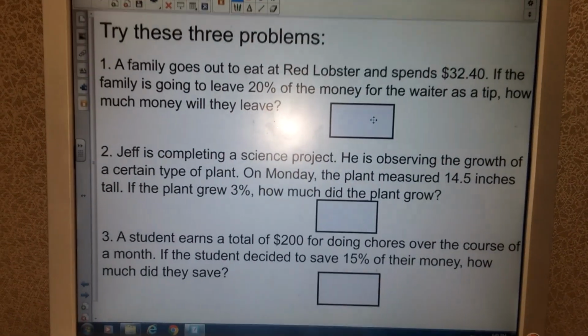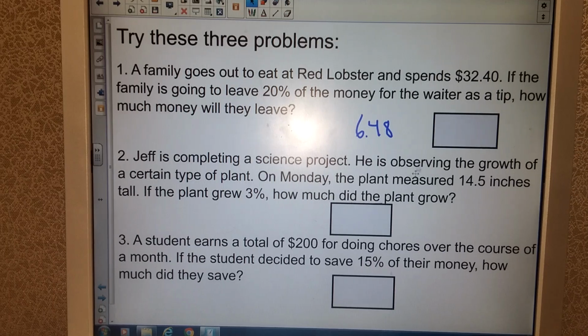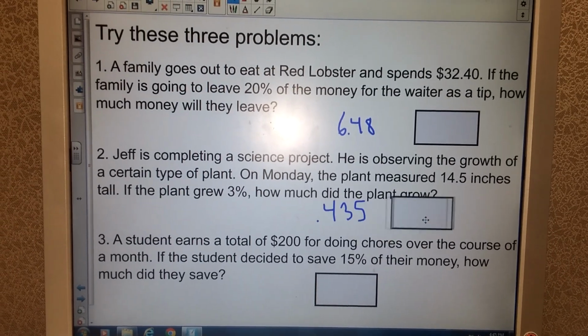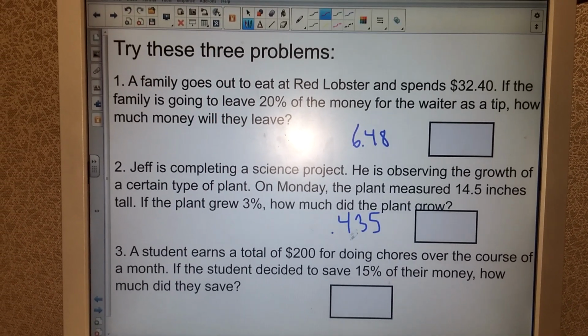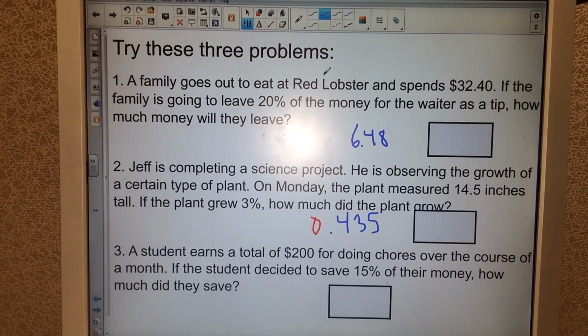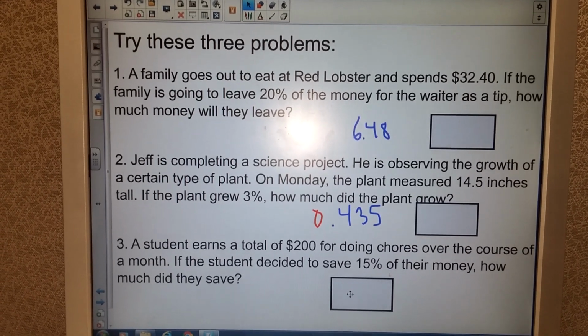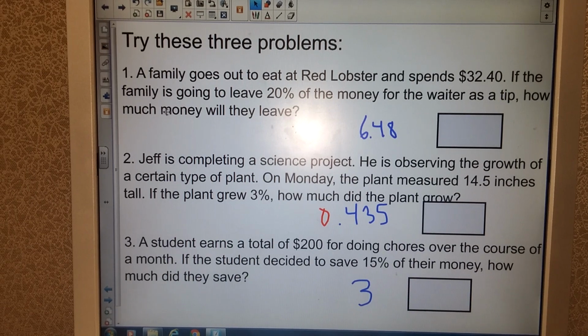First answer, 20% tip is $6.48. A 3% growth is 0.435. You will often see a 0 in front of that to represent no wholes. And 15% of the money saved for the dance is $3.